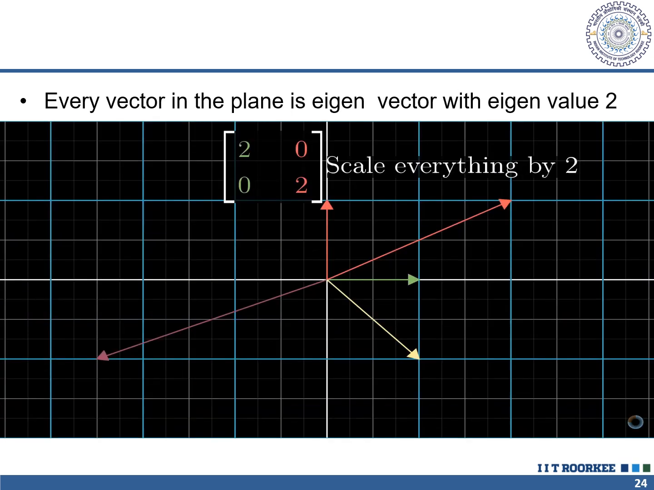So this is the graph after applying the linear transformation. You can see the vector lies in its own direction and it becomes 2 times. So every vector in this plane becomes 2 times after applying this transformation. So the eigenvalue is 2 and the eigenvectors are all the vectors which lie in this plane. So we can say that an eigenvalue can have more than a line full of eigenvectors, there can be different lines of eigenvectors.